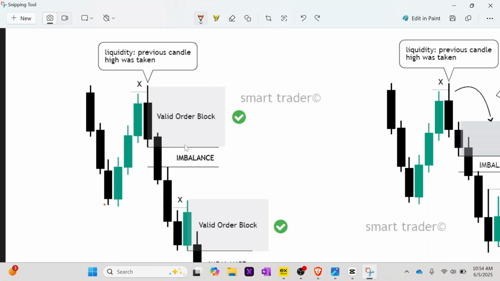The third and last one is the single candle order block. As I told you, the single candle order block is like any other valid order block. The only difference is that a single candle order block has to take out an area of liquidity.